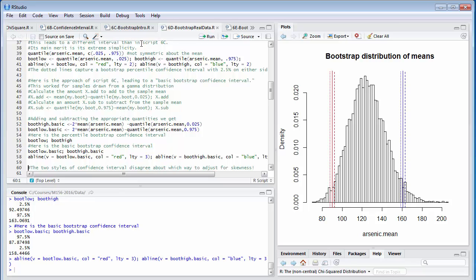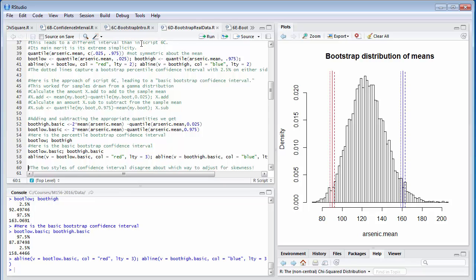And you'll notice that both the basic and percentile bootstrap confidence intervals disagree with the naive approach using the normal distribution, but they disagree in opposite ways. I continue to think that the percentile confidence interval just makes things worse.